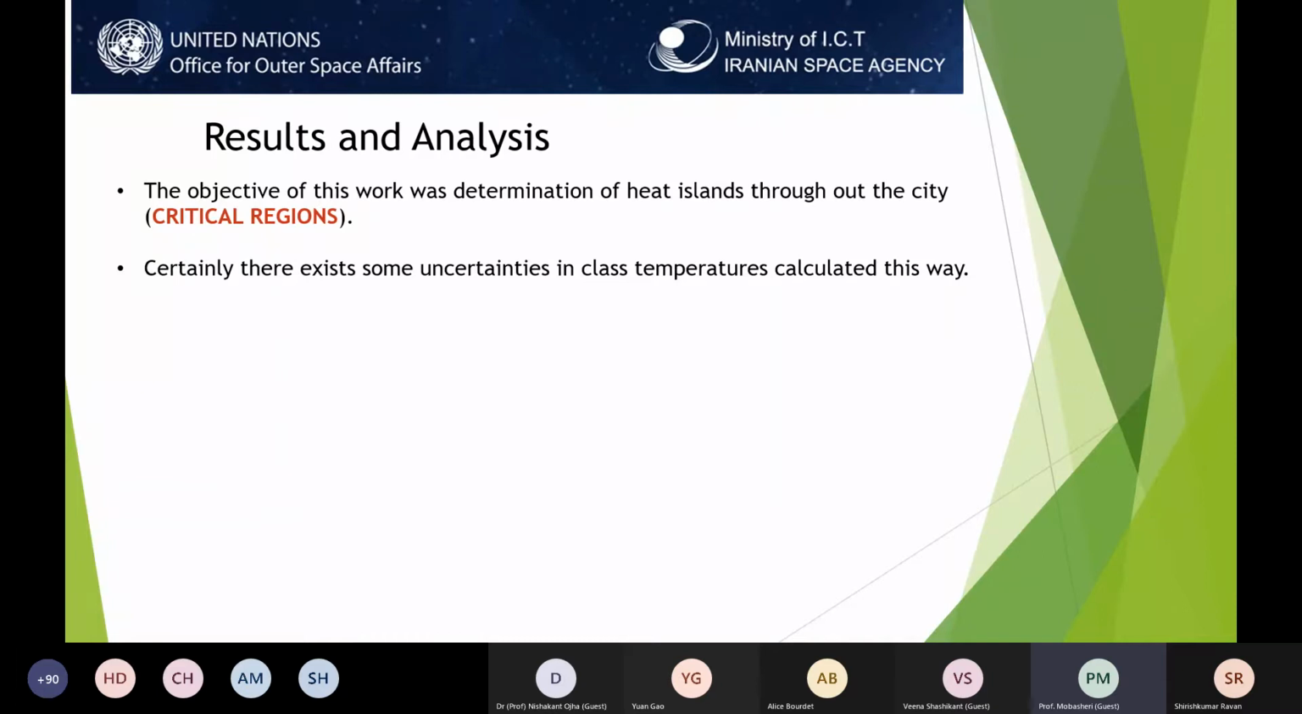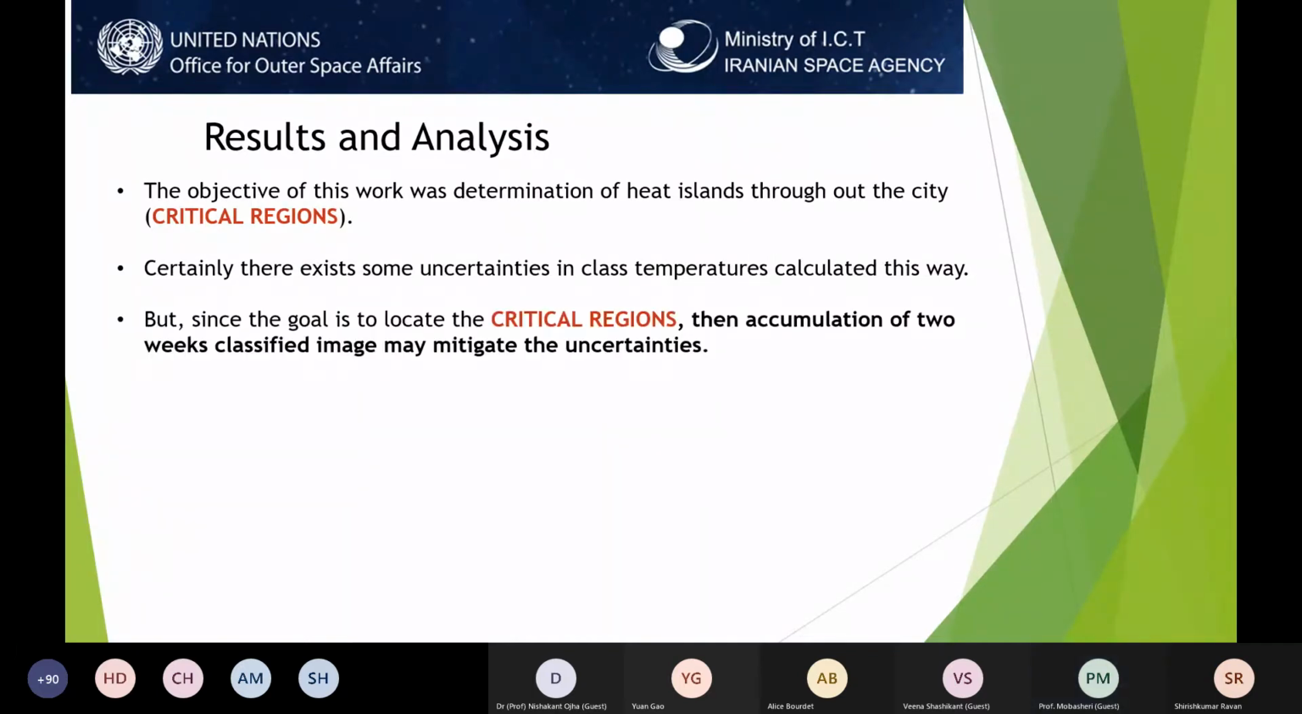For this, we accumulate these pictures together. For instance, for 13 continuous days, we aggregate these images together and average them to see which areas are critical. Please, next. Oh, yes, go to the next one.